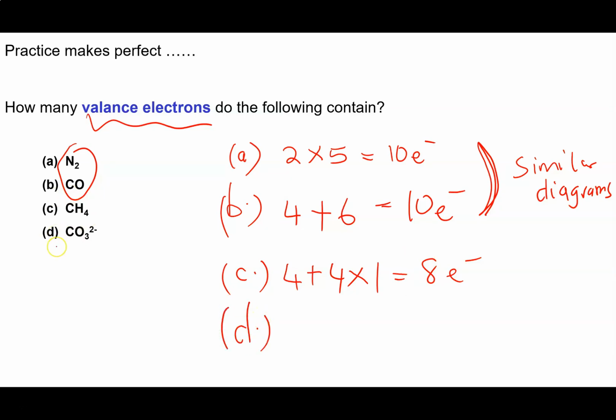Okay, the last one here is the carbonate anion. 4 electrons for the carbon because it's in group 4A. And then we've got 3 oxygen atoms, and they're in group 6A, so they each contribute 6 electrons. And then we have to remember to put in the 2 electrons for the charge. So 4 plus 18 gives me 22, plus another 2, 24 electrons.